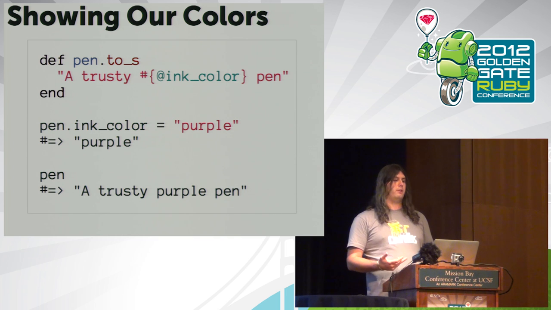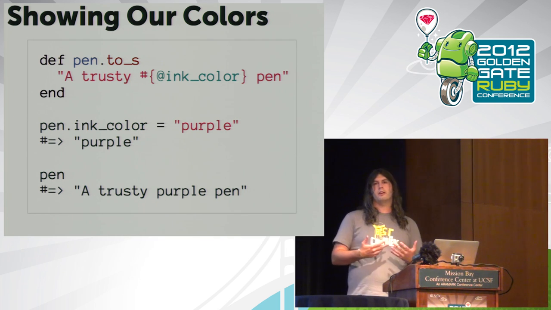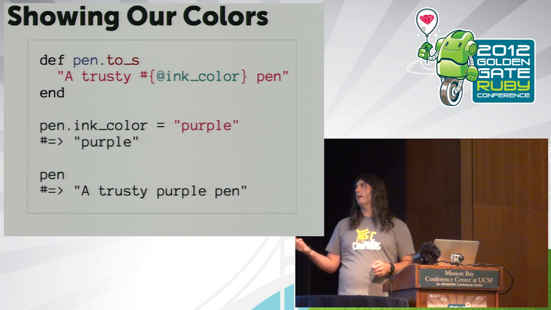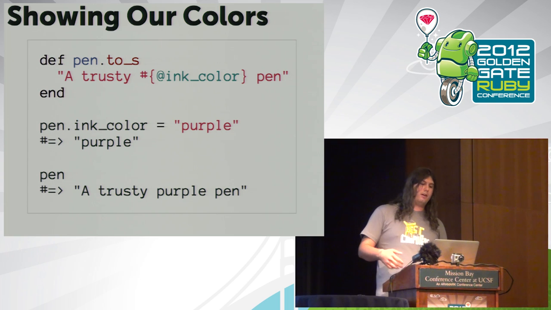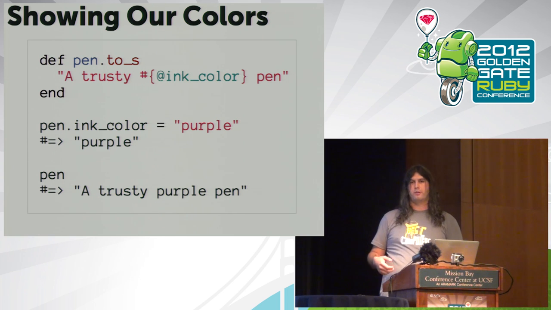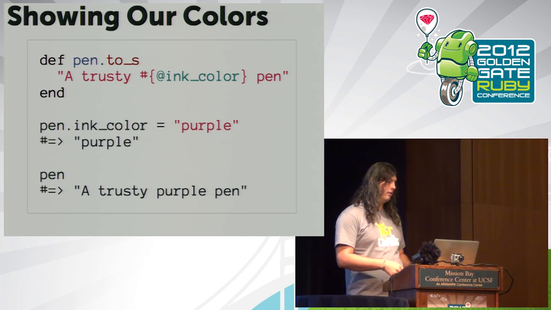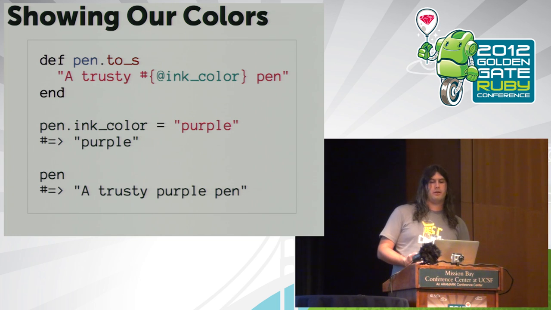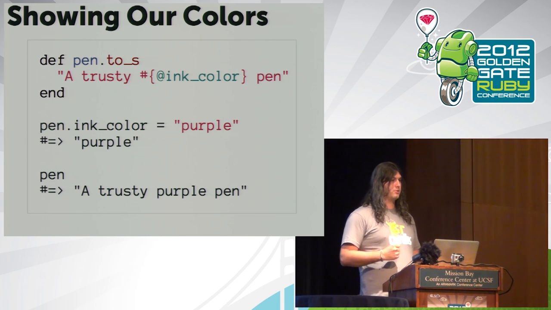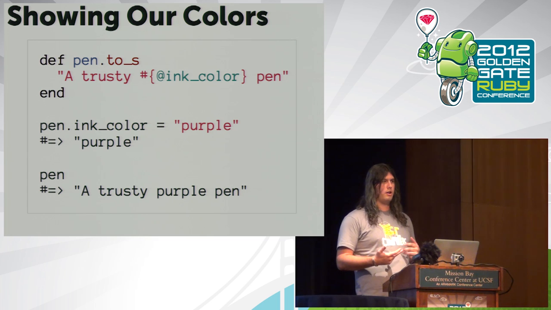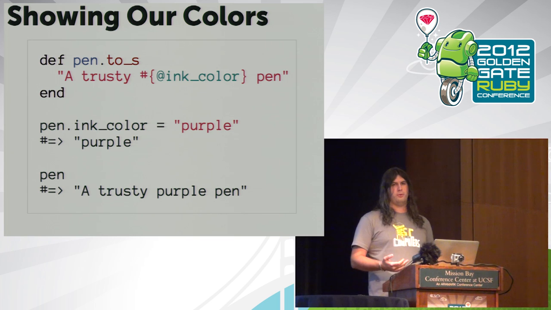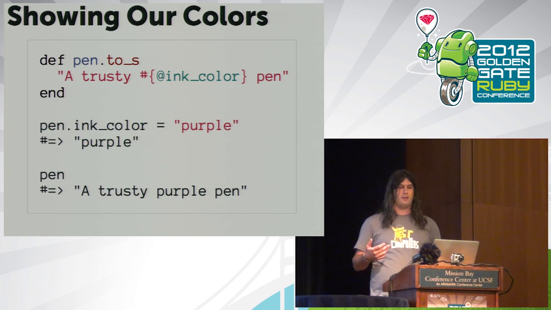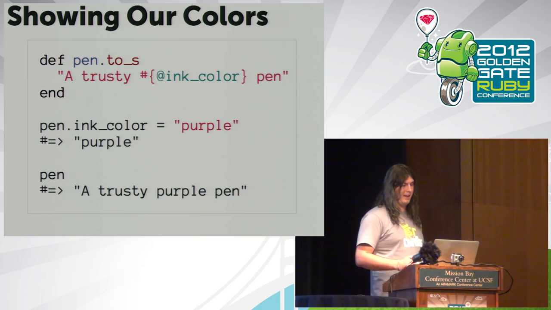And now we can actually display this color by revisiting our to_s method and redefining it so that we have a trusty, colorful pen. And we can set our ink color to purple, or if we teach too much, we might set it to red. And now, every time we evaluate our pen, we'll get back our trusty purple pen. And everything is great. Except that we're not actually printing color to the console. And we're not going to right away, because who wants to deal with ANSI sequences on a day like today when we're doing great and having fun?